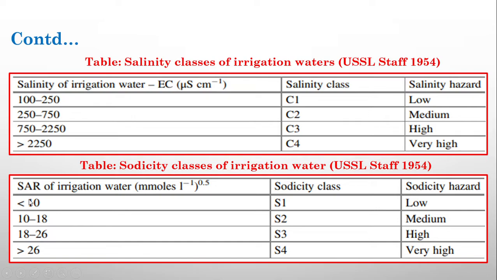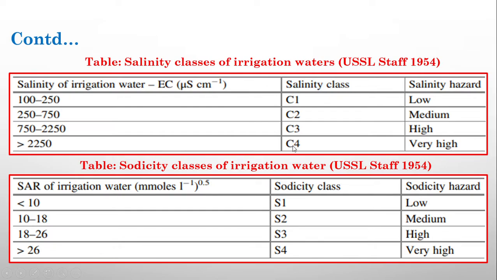Sodicity is actually represented in SAR, sodium adsorption ratio, which is represented by millimoles per liter raised to 0.5. It is a unit. And when the SAR value is less than 10 millimoles per liter raised to 0.5, we can say that the water comes under sodicity class 1 or S1, which can cause low sodicity hazard. And when it is between 10 to 18, it is S2 class and can cause medium hazard. 18 to 26 is S3 class, which can cause high hazard to water or crops. And when it is greater than 26, it is S4 class and it is very high hazard causing water.